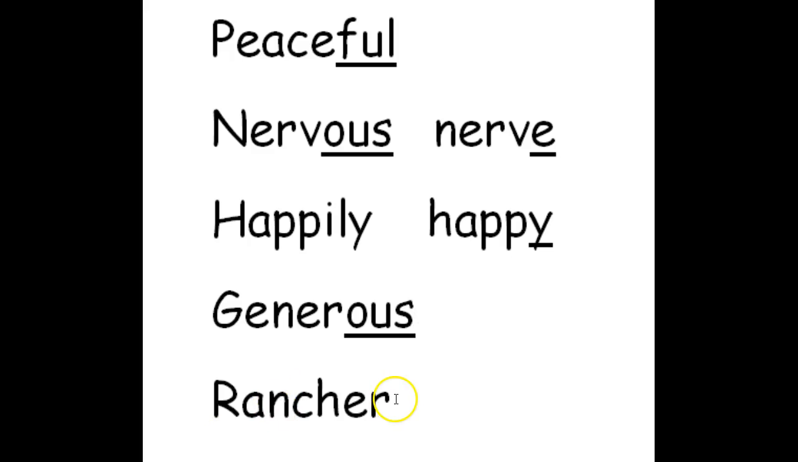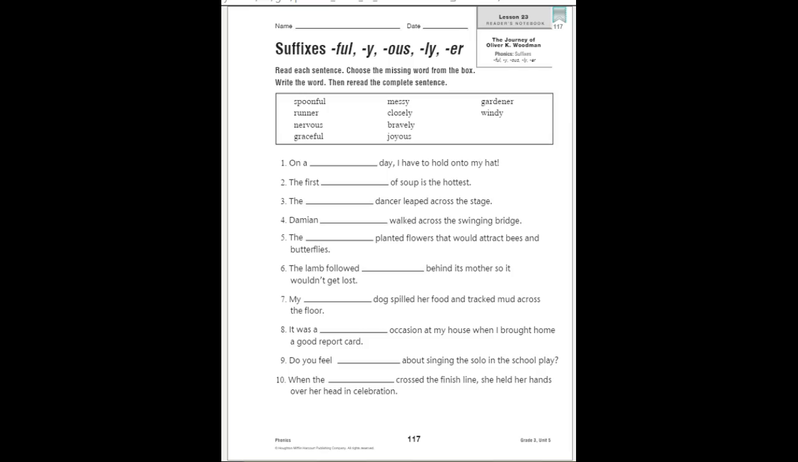Let's try rancher. Here we have the suffix er. The base word is ranch, ranch-er. For extra practice with the suffixes ful, er, ous, ly, turn to page 117 in your reader's notebook. You are going to read each sentence, choose the missing word from the box, write the word, and then don't forget the step, reread the complete sentence.